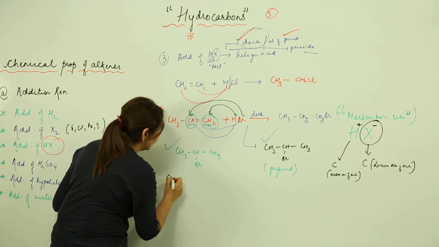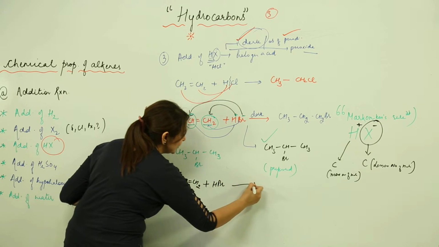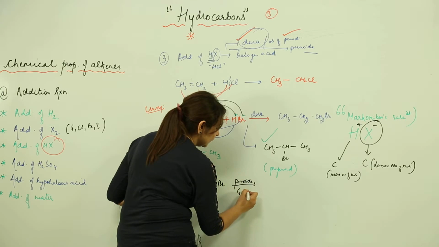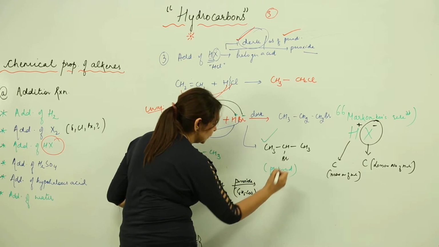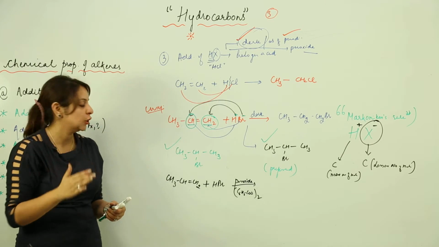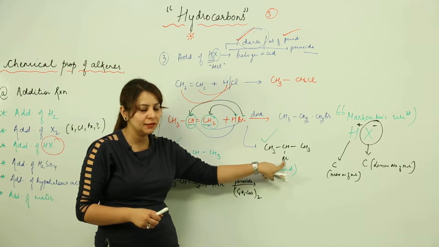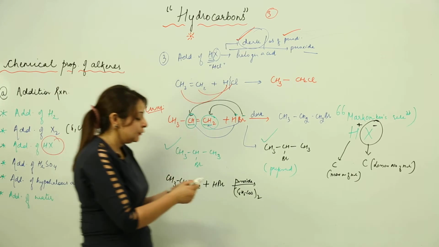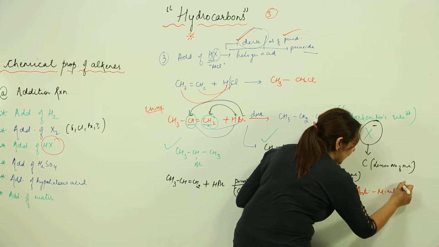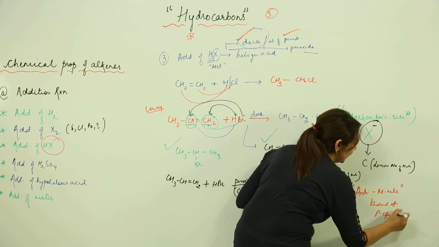Suppose I have an unsymmetrical alkene, again the same one. I am going to add HBr, but this time I am going to do the reaction in the presence of peroxide, let's say benzoyl peroxide. Its formula is (C6H5CO)2O2. So what happens? Again in this case, the addition can occur in both ways. But this time, the rule we follow is the anti-Markovnikov rule, also called the Kharasch effect, also called the peroxide effect. Either of the names you can use.